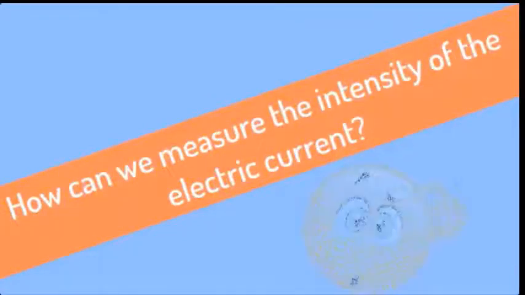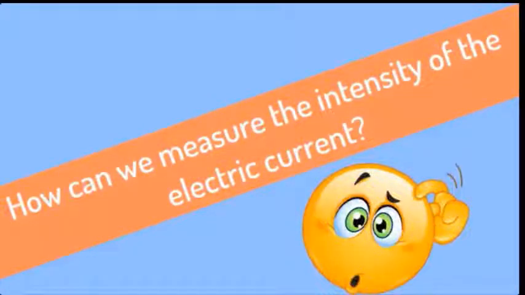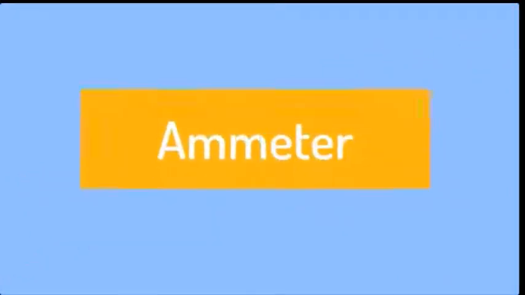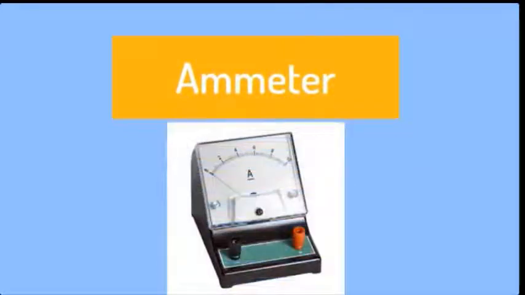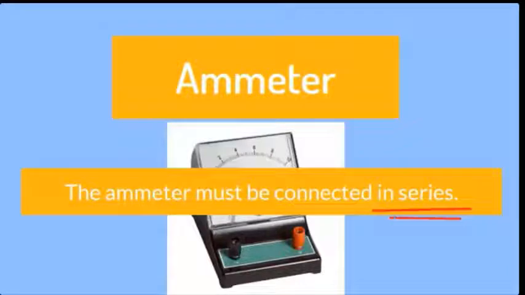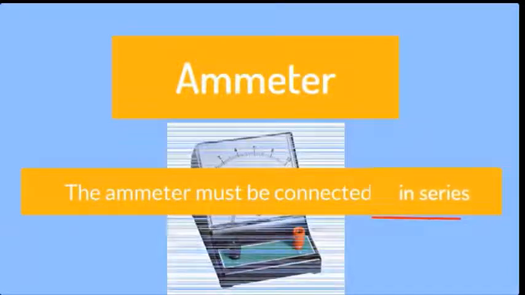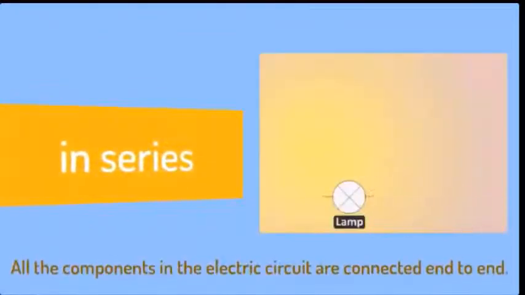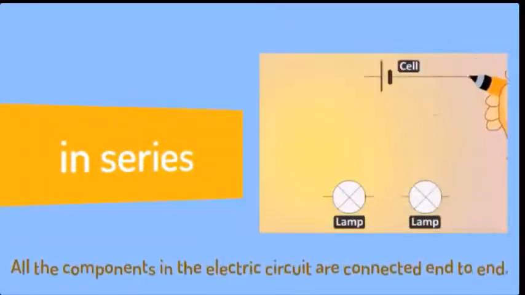Now, how can we measure the intensity of the electric current? We measure the intensity of the electric current using an instrument called a meter, where this instrument is made up of two terminals, the positive and COM. In order to use this instrument, it must be connected in series.